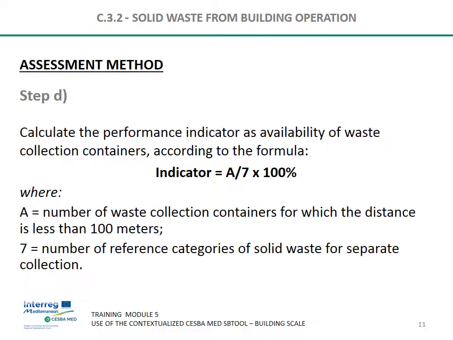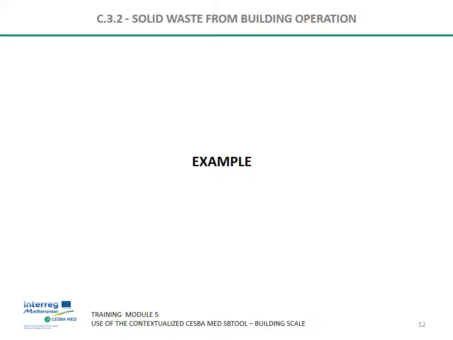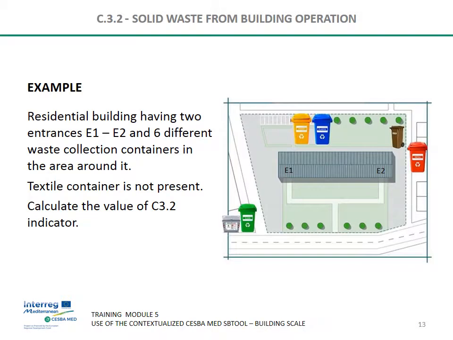So this is the actual calculation. You have A, which is the number of collection points available within 100 meters, divided by 7. Now we have an example. So we have this building, and we have 6 collection points.